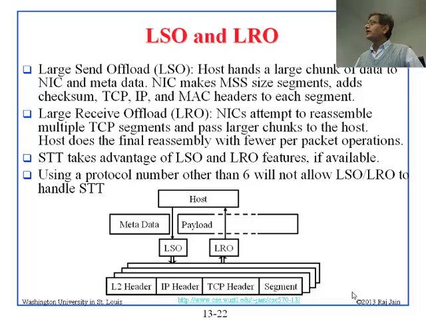So the host sends a large chunk of data to the NIC with metadata, which says it is going to this destination, whatever else is needed. The NIC makes MSS size segments. MSS is what? Maximum segment size. That is the TCP packet size. The NIC makes MSS size segments and adds checksum, TCP, IP, and MAC headers to each segment. So all of this is done by the card, by the hardware.